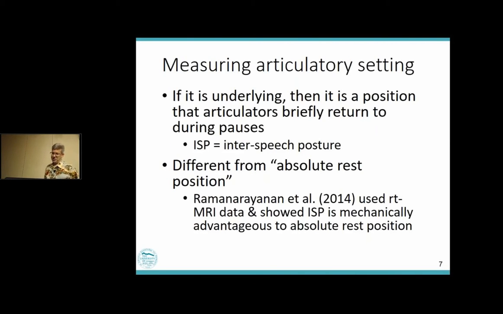How do we measure articulatory setting? If it's underlying, then it's a position that articulators briefly return to during pauses, and I'll call the pause interspeech posture, ISP. So you'll see that acronym in the rest of the slides. ISP is different from absolute rest position. And Ramanarayanan et al. a couple of years ago used real-time MRI data and showed that ISP is mechanically advantageous to absolute rest position when you're trying to model speech.